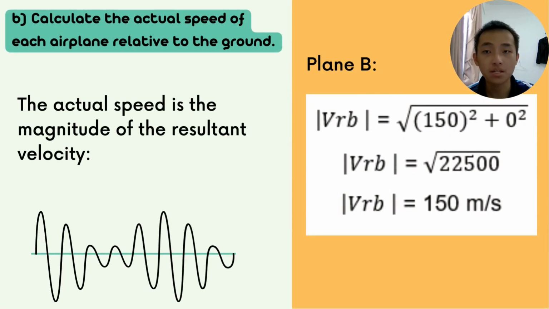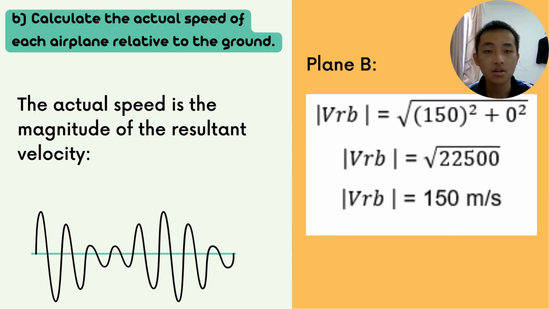After finding the actual speed of airplane A, we need to find the actual speed for plane B. Same as finding plane A, we need to use the Pythagoras theorem, which is square root of 150 squared plus 0 squared. 150 squared is equal to 22,500. So if we take the square root of 22,500, we will get the actual speed of plane B is 150 meters per second.